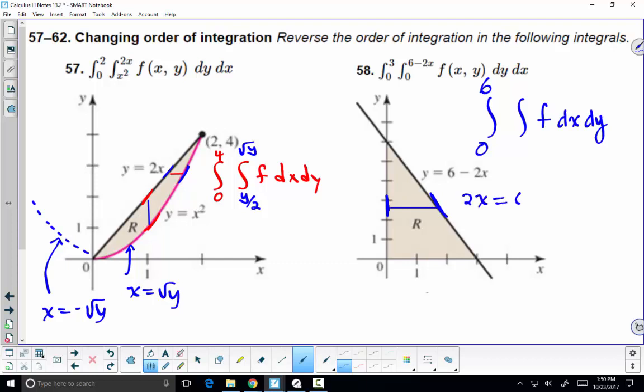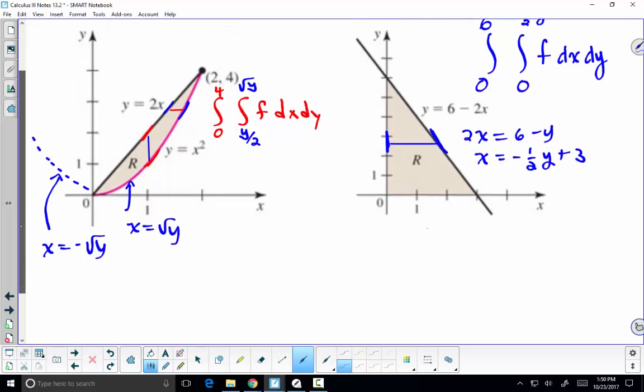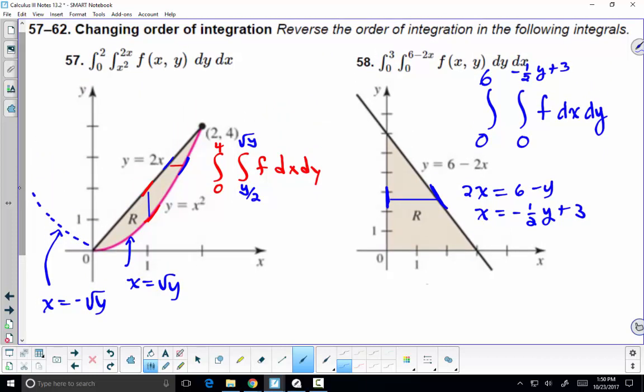So we'll have 2x equals 6 minus y divided by 2. And it's probably best to write it as 1 half y plus 3, minus 1 half y plus 3. So that's the right bound. So that's going to be the upper limit. And then the lower one is x equals 0. So that would be switched. All right, well, let's look at another one.